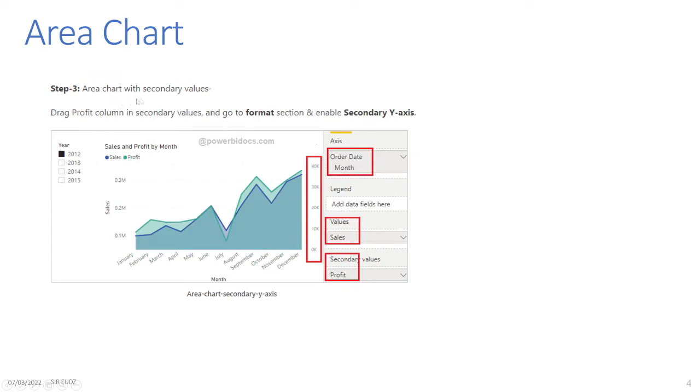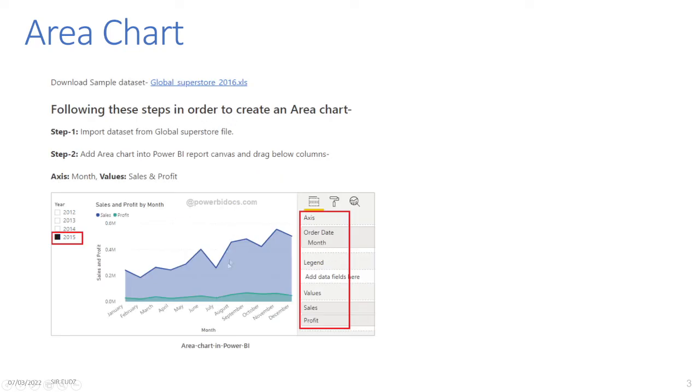Now the area chart with secondary values. Drag the profit column into secondary values and go to the format section and enable secondary y-axis. So to have two axes, you notice here I have an axis here and another axis here. That way we can see more of the behavior of profit, as there is not a very big difference between sales and profit, as compared with the previous one.